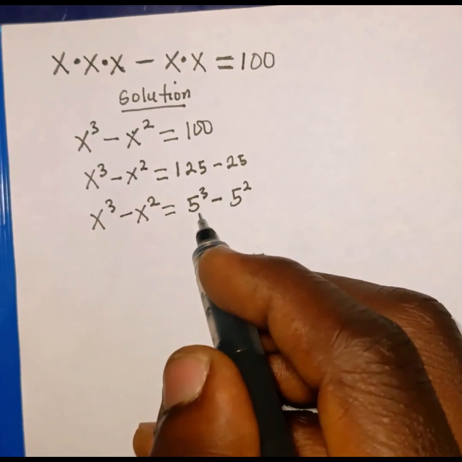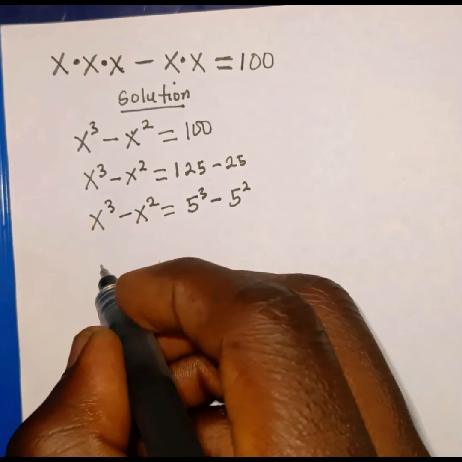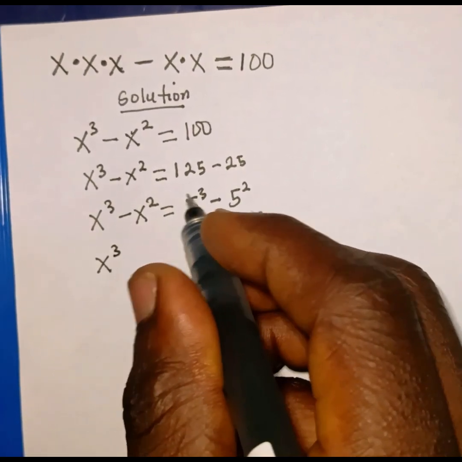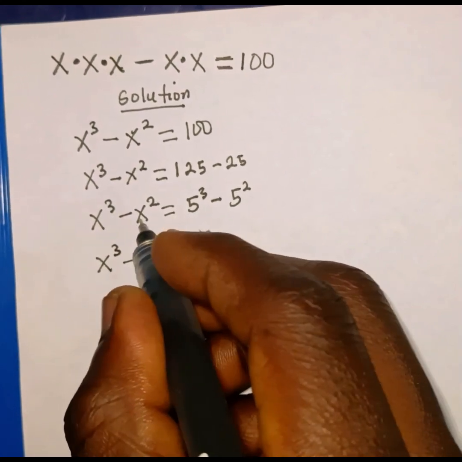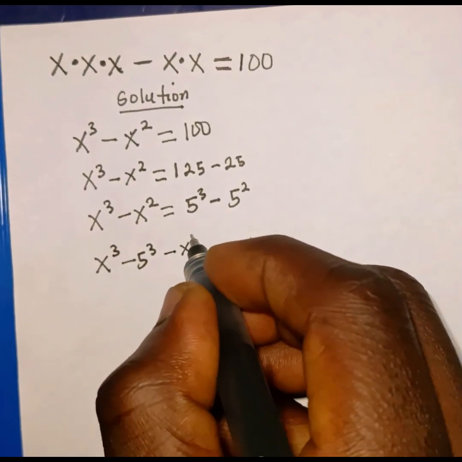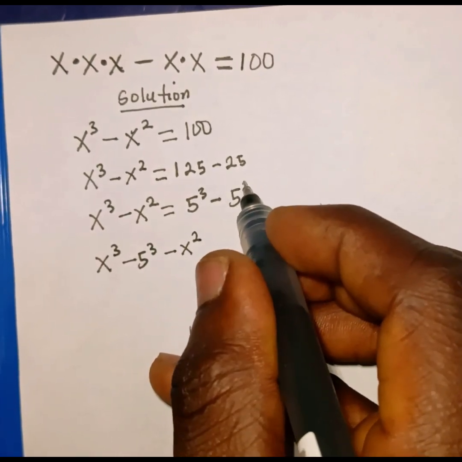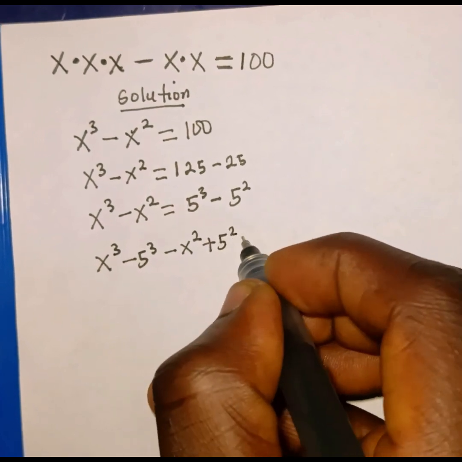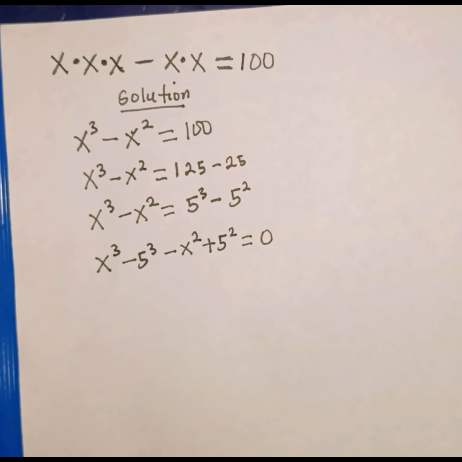So we're going to combine the like terms, the cube with cube and the square with square. So we're going to have x raised to the power of 3. When we take this 5 cubed to the left hand side, it becomes negative 5 cubed. Then here we have negative x to the power 2. And when we take this negative 5 squared to the left hand side, it's going to become positive 5 squared. So everything will be equal to 0 because there's nothing left on the right hand side.